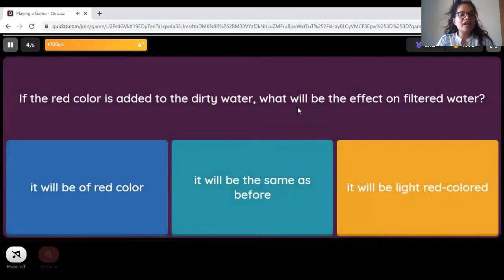Okay. If the red color is added to dirty water, what will be the effect on the filtered water? It will be of red color. It will be same as before. It will be light red color.